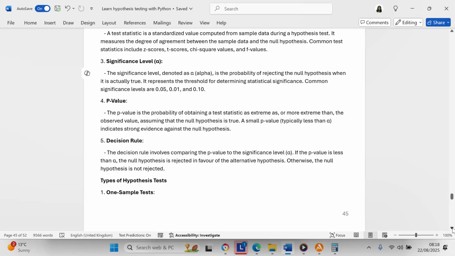Then you have the decision rule. The decision rule involves comparing the p-value to the significance level alpha. If the p-value is less than alpha, the null hypothesis is rejected in favor of the alternative hypothesis. Otherwise, the null hypothesis is not rejected.